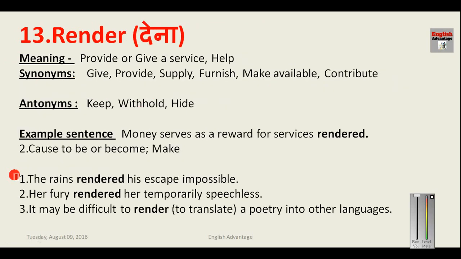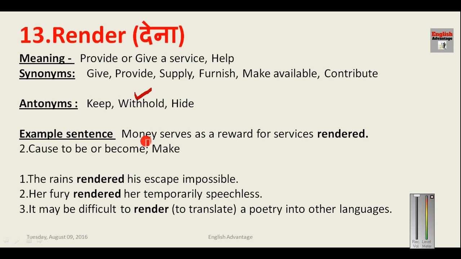Now next word, render, is a very common word. Render can convey 3-4 meanings, and 3 meanings I have included here. The first meaning is to provide or give a service or to help someone. Okay, give, provide, supply and furnish. This is also a very good word, furnish. Furnish all the details, furnish all the information, make available and contribute. So furnish and render are the same word, and if you do not furnish and if you do not render, you withhold, you keep back. Okay.